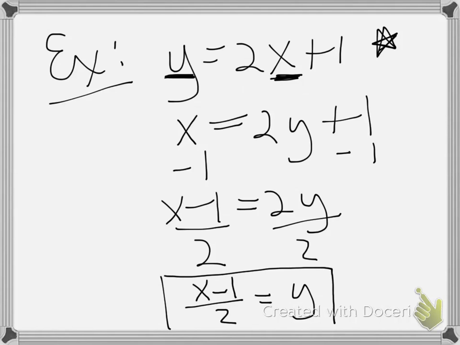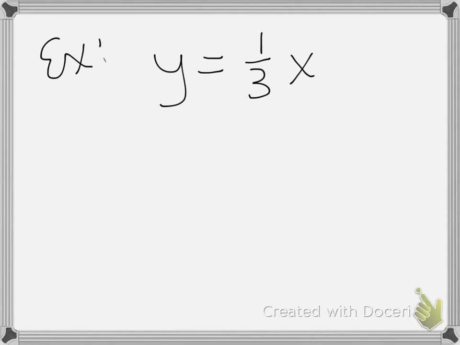And it's just that simple. We just take x, y, and switch it, and then we get y by itself, and we're good. So let me show you another example.